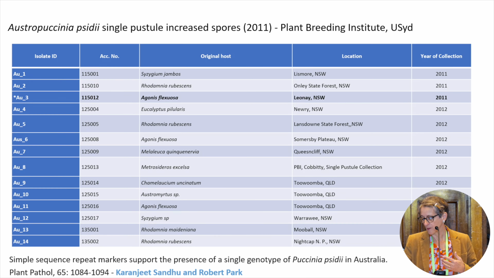So we can go back into these rust collections and look for changes that might be happening. The one that we work a lot on is AU3, which is the one that we've actually done a lot of our downstream work on. And in fact, I collected one of those initial samples from Queenscliff, New South Wales, so I was there in the beginning as well.